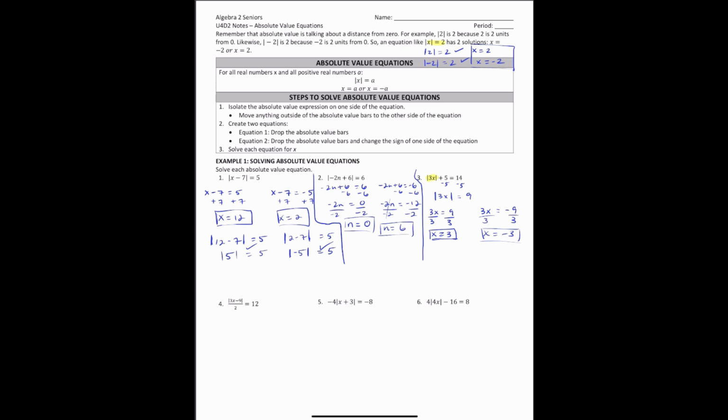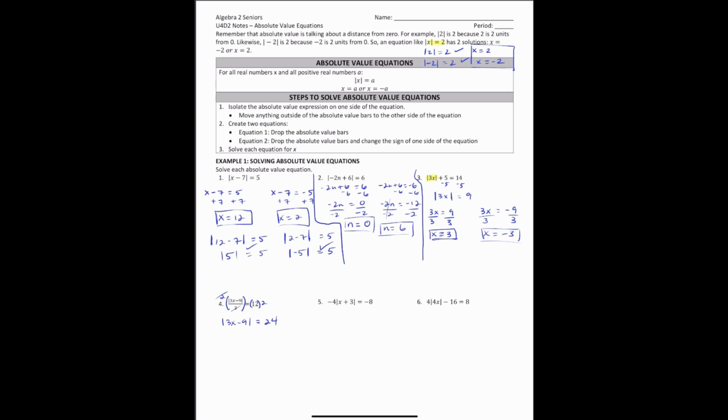Number 4, the absolute value of 3x minus 9 all over 2 equals 12. Now notice that the absolute value expression is not on its own because it's being divided by 2. Since this is just being divided by 2, the inverse of division is multiplication. So I can multiply the left-hand side by 2, but whatever I do on the left-hand side, I have to do the same thing on the right-hand side. So I can cancel out the 2's, so I have the absolute value of 3x minus 9 equals 12 times 2, that's 24.